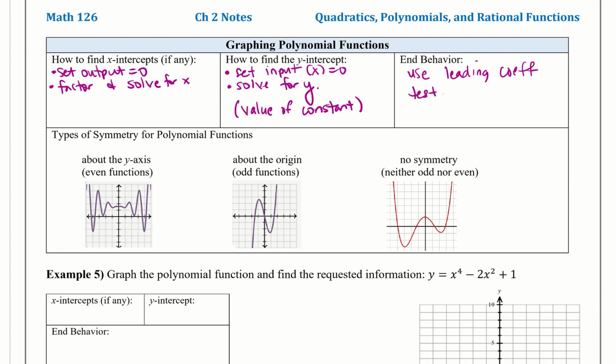Now, something that's true about x-intercepts is that the number of real and imaginary x-intercepts combined will always equal the degree of the polynomial. The tricky thing is if some of them are imaginary, you're not going to physically see them on the graph, but you'll never have more real ones than your degree, and that's good to know. All right, so also we can have some symmetry in polynomial functions.